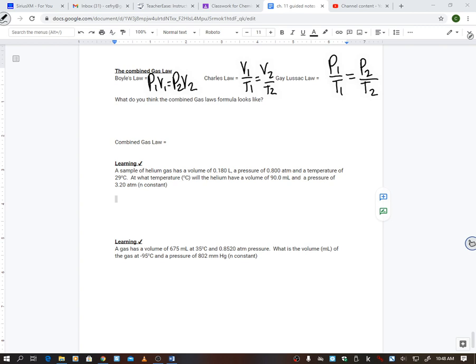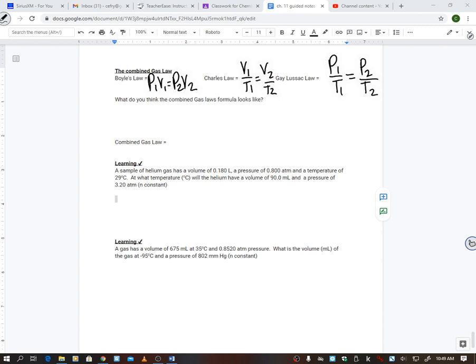Okay, so looking at these three, what do you think the combined gas law formula looks like? I'm looking at these, I know I'm dealing with pressure, volume, and temperature, and it's called a combined gas law, so I'm assuming that I'm combining all three of these laws. What would a formula look like if you were to combine these?